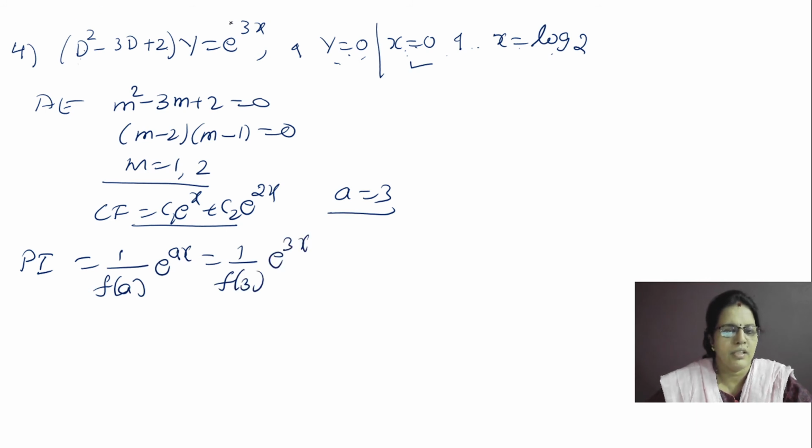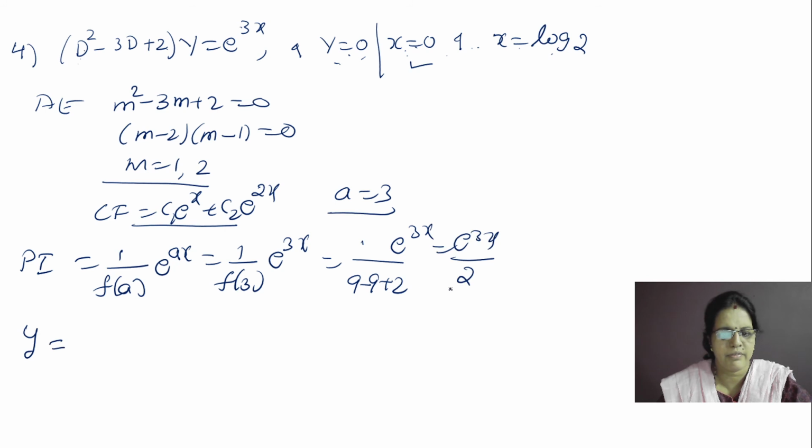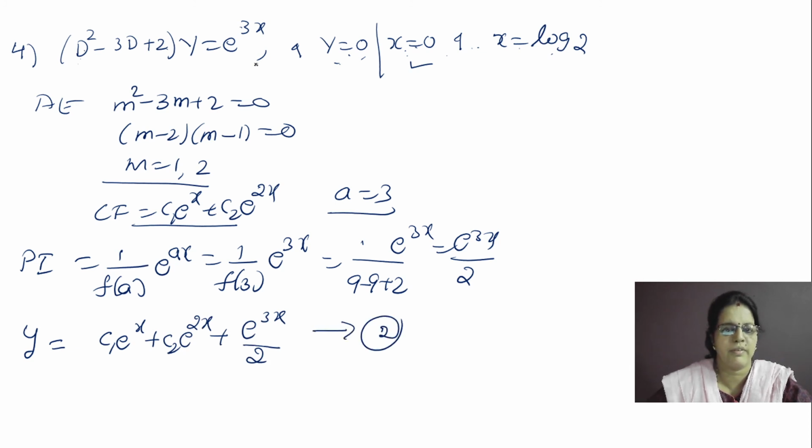Substitute 3 for D here. So it is 1 by 9 minus 9 plus 2 into e power 3x, that is e power 3x by 2. Therefore the solution is complementary function plus particular integral. It is c1 e power x plus c2 e power 2x plus e power 3x by 2. This is the solution, I will take this as equation 2.